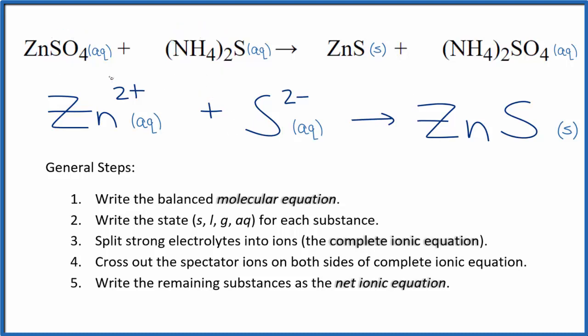Note that charge is balanced. We have a 2 plus, 2 minus. That adds up to 0. Net charge of 0 in the reactants. In the products, this is a neutral compound. Charge is conserved, and if we count the atoms up, they're balanced too.